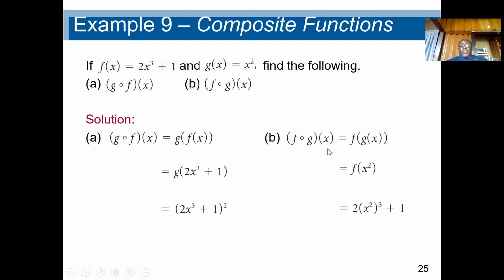And f composite g. Here we have g is what? x squared. So this means we are going to have 2 times x squared, because we substitute x squared for x, to the power 3, plus 1. And the same thing we also did here. So here we have g of 2x cubed plus 1.